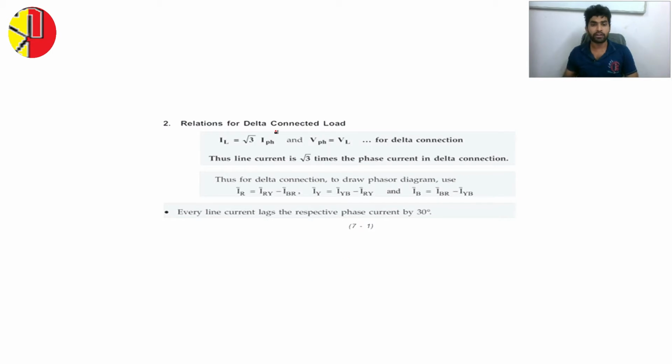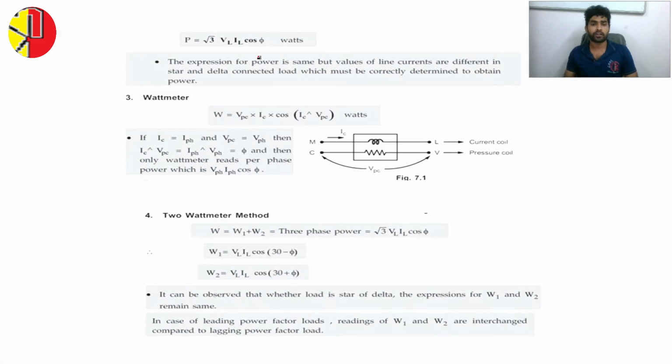Okay. Next, there's a delta connected load. In delta, IL is equal to root 3 I phase, VL is equal to V phase. The voltage will be the same and the current will be different. And then similarly IR is equal to IRY minus IBR. Already we discussed this in the theory. Next, power is equal to root 3 VL IL cos phi, the same as star.